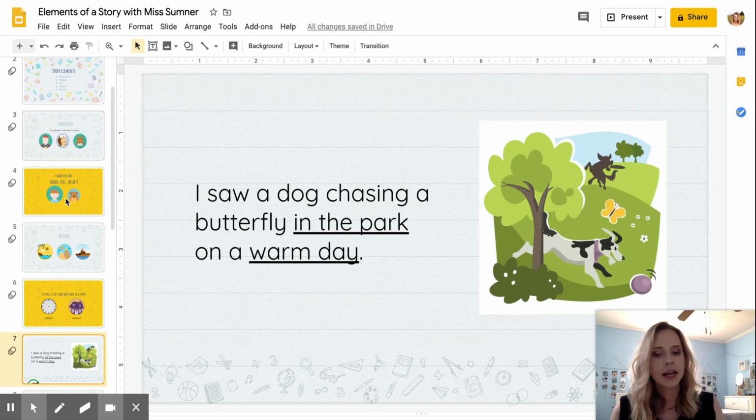The text tells you that I'm in a park, it's warm, and it's daytime. Looking at the illustration, we see blue sky, flowers, and butterflies. I think it might be springtime, don't you think? We could describe the setting as a warm spring day in the park.